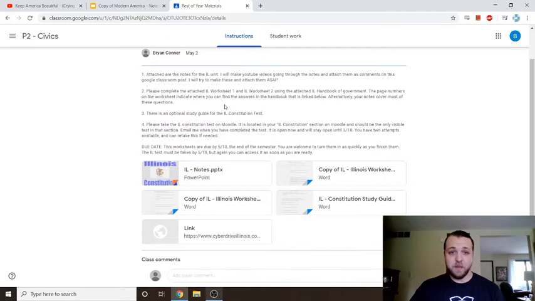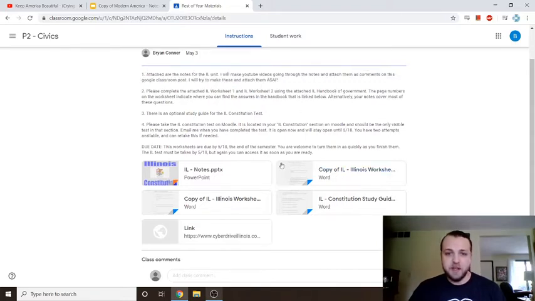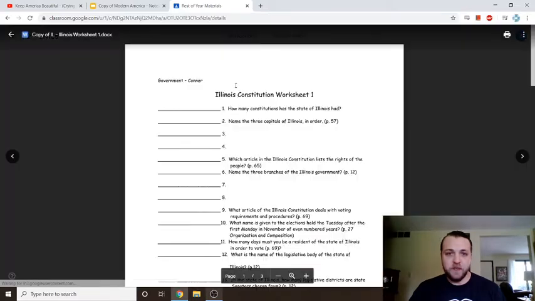So here's the remaining materials for Civics this semester. Attached are the notes. I'm going to run through these, so we're good on number 1. Number 2, please complete the attached Illinois Worksheet 1 and Illinois Worksheet 2 using the Handbook of Government. So here are these 2 worksheets.